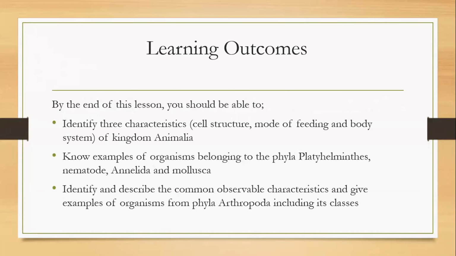Now, in this lesson, you should be able to identify the characteristics of organisms in Kingdom Animalia, that is mainly about their cells, the mode of feeding, systems. Then you should also know examples of organisms which belong to the phyla, like Platyhelminthes, Nematoda, Annelida, Mollusca, and also other phyla which are in Kingdom Animalia.